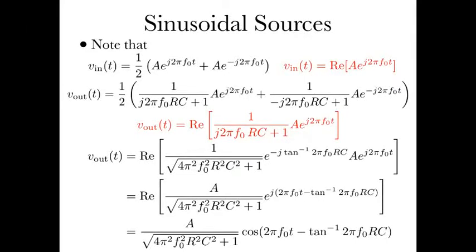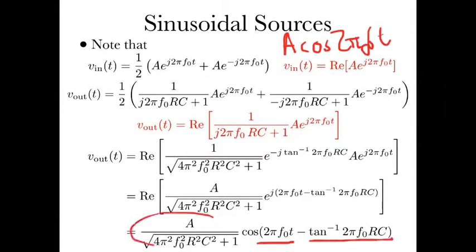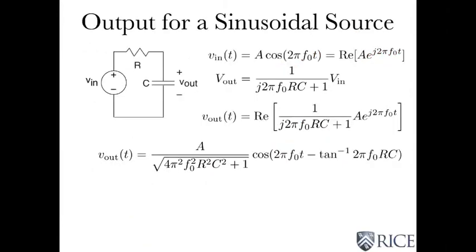So our answer is, when the source was a cosine 2 pi f naught t, the output is also a sine wave of the same frequency, but with a different phase and a different amplitude. Very nice. And it turns out that result is quite general. So let's review again how we found it. It's so important, I really want to make sure we get this down.